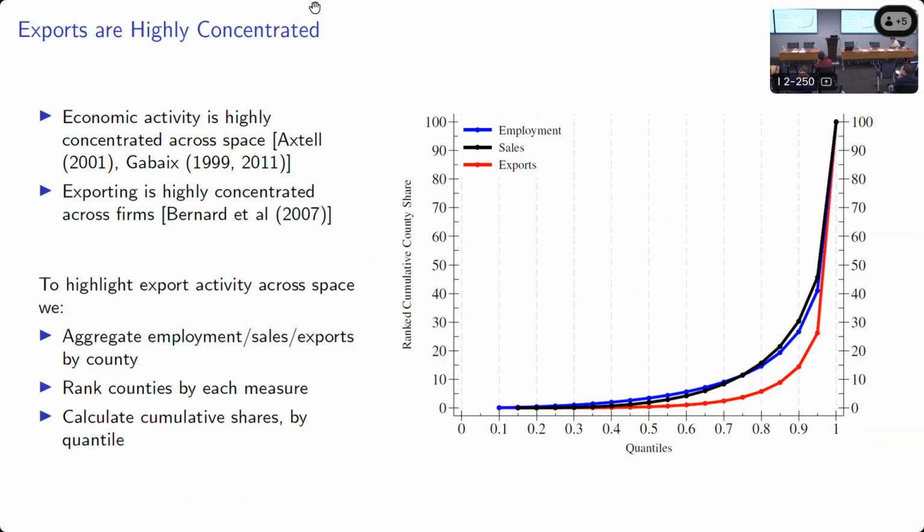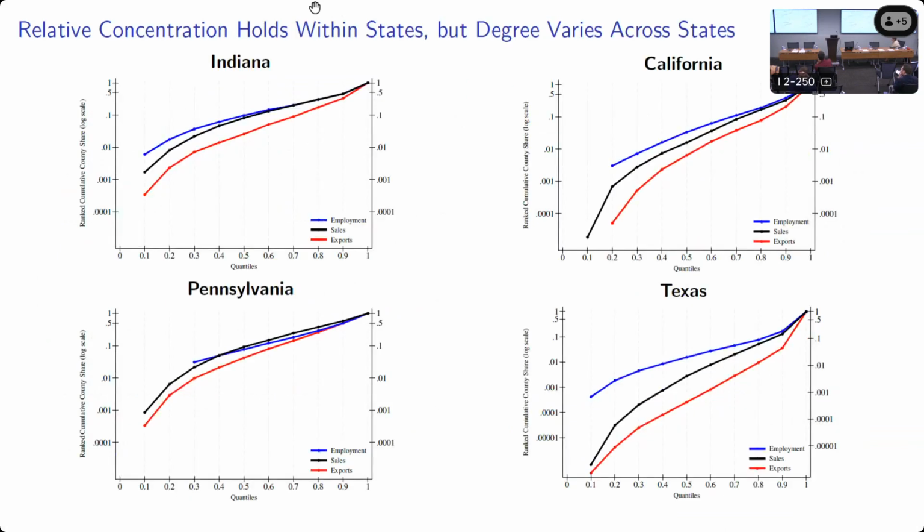So that's overall for the US. Now, what happens if I break it down by state? Here's an example of four states. You can see the relative pattern holds across all states. Here I have a log scale for legibility, but the relative pattern holds across all states. Exports are always more concentrated than employment or sales. But how much more concentrated? That varies across states. You look at Pennsylvania, they actually track pretty closely. You look at Texas, they don't track at all.